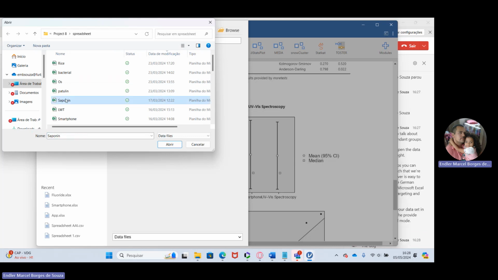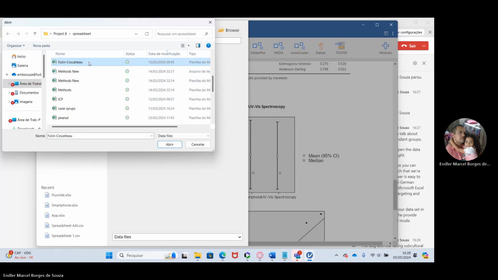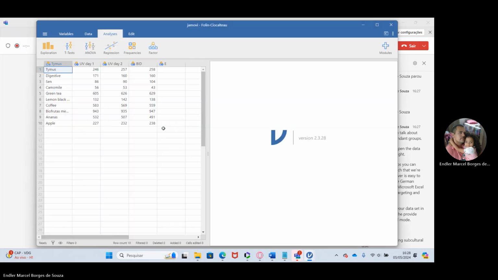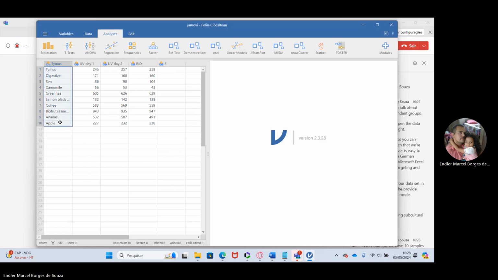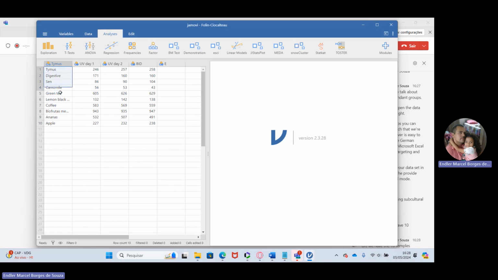We are going to talk about the Folin-Ciocalteu test. In this example, we have 10 samples, and we determined the reducing power using the Folin-Ciocalteu assay. Each sample was determined on day 1 and day 2.